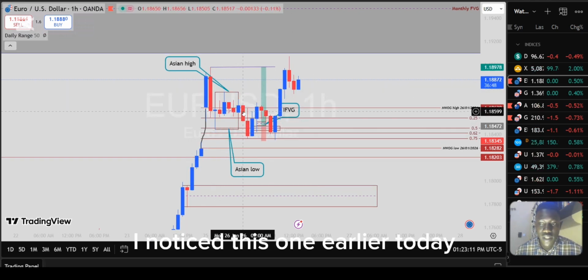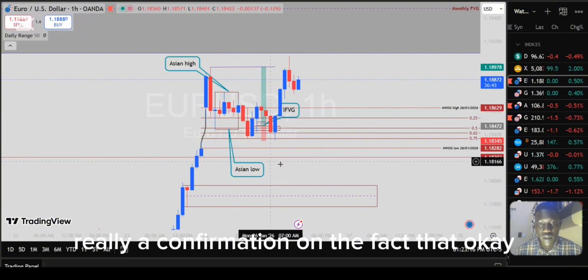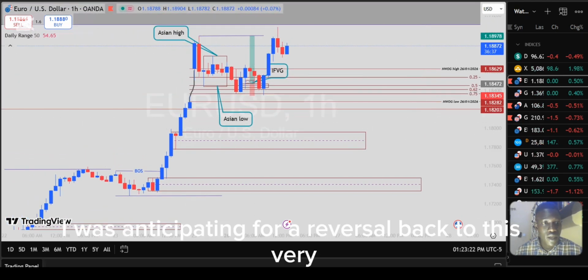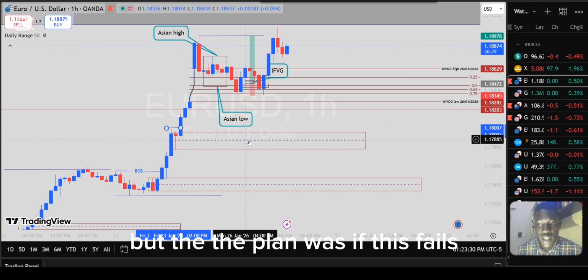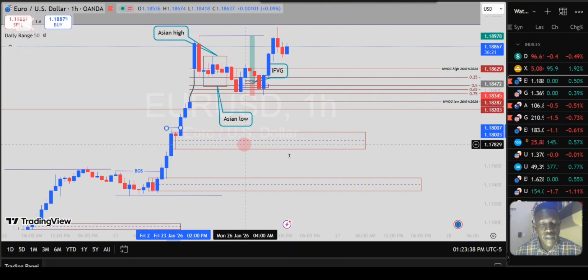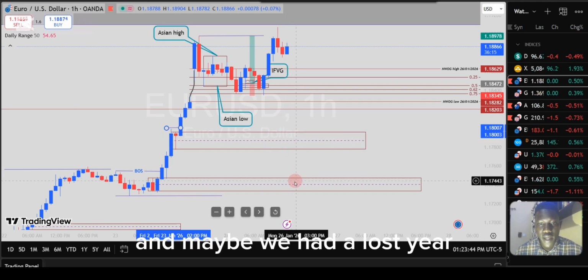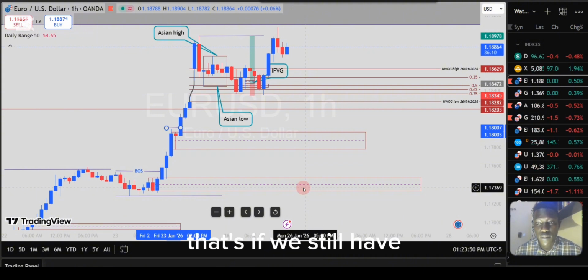All right, so when I came here this morning, I noticed this one. Earlier today, I had no trade because there was no real confirmation. Initially I was anticipating a reversal back to this very area where we had this break of structure. This was not actually very strong, but the plan was if this fails, then we anticipate this one down here. If this fails, we wait for the market here again, since our bias was still going to be bullish.